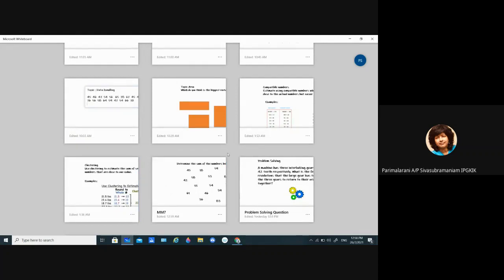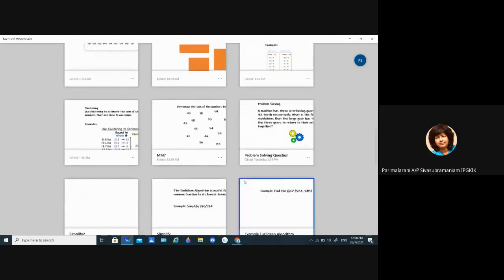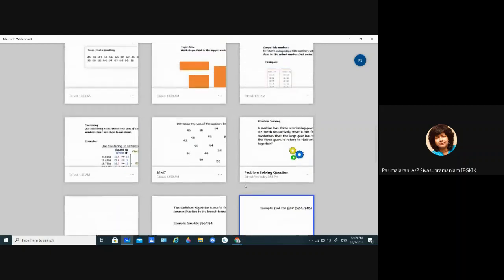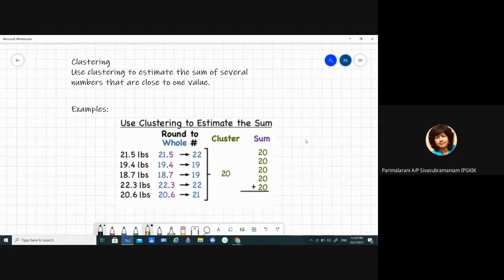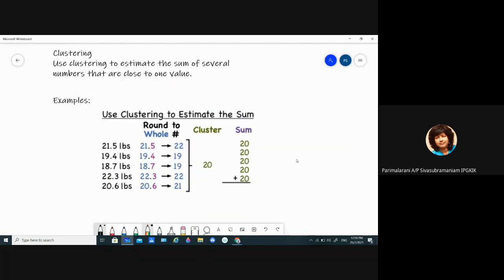Third strategy is clustering. We use clustering to estimate the sum of several numbers that are close to one value, okay? Say you have all these numbers and you want to estimate the sum of all these. All these are weights given in pounds. Even if you don't do this part, it's okay.